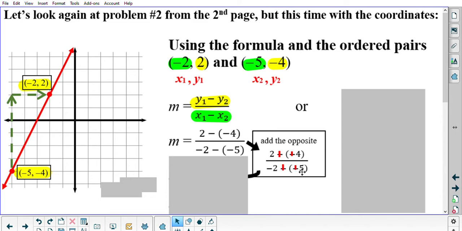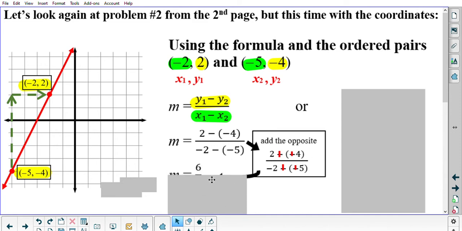Now, you guys should know by now, I'm totally cool with you making it adding the opposite on the original work of your problem, right there in the substitution step. You don't have to do it off to the side. You can make it adding the opposite right here on your original work of 2 minus -4 and -2 minus -5. All right, so what does that give me?